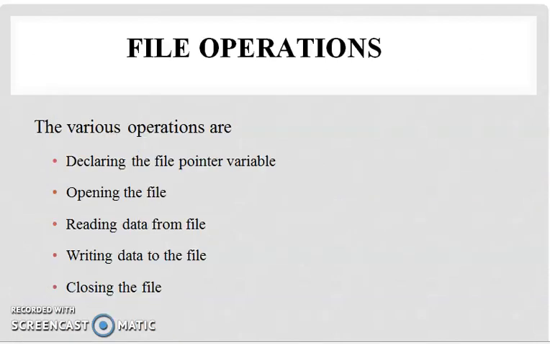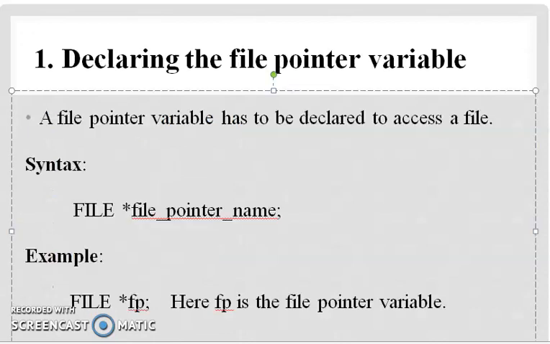Next one is file operations. The various file operations are: the first one is declaring the file pointer variable, second is opening the file, third is reading data from the file, fourth is writing data to the file, fifth is closing the file. Declaring the file pointer variable: a file pointer variable has to be declared to access a file. Syntax is FILE space star file pointer name. Next we see the example: FILE star fp, and here fp is the file pointer variable.